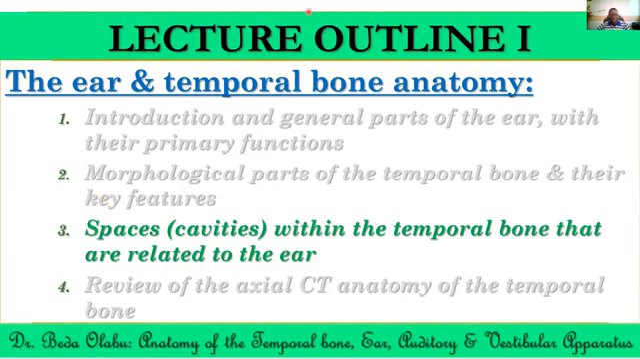Okay, we've now talked about the morphological parts of the temporal bone. And in particular, you've taken note of the parts of the petrous bone, because what we're going to talk about next largely involves the petrous bone, in as much as the other parts are also going to be affected. So this next session will be focusing on the spaces or cavities that are found within the temporal bone that are related to the ear anatomy.